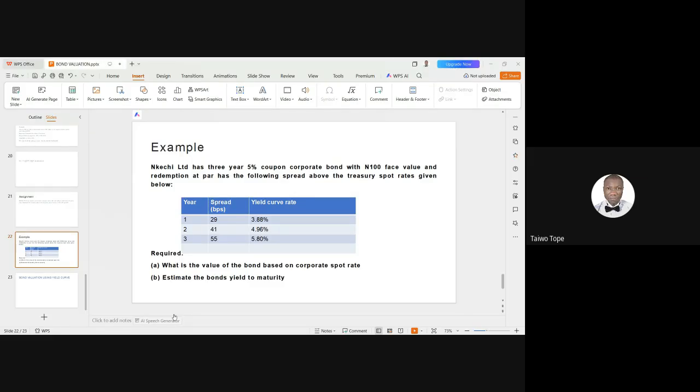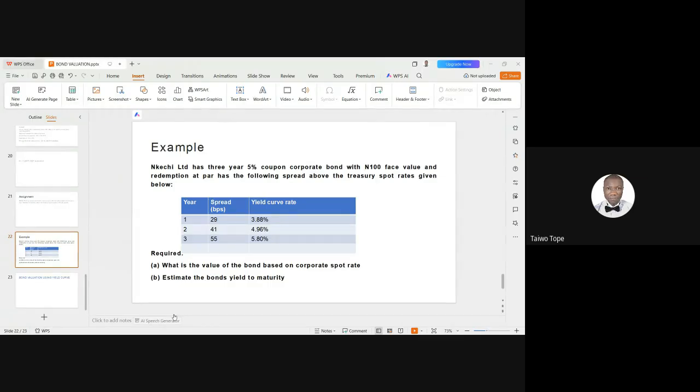But in this case, you want to get the value, not the cost. The value, which is the price of the bond. If you want to get that, you only look at the future cash flows. And what are the future cash flows in this question? The coupon payment and the redemption value.